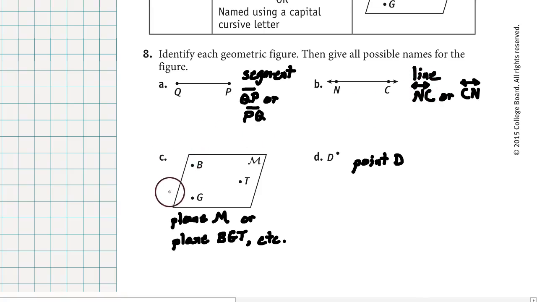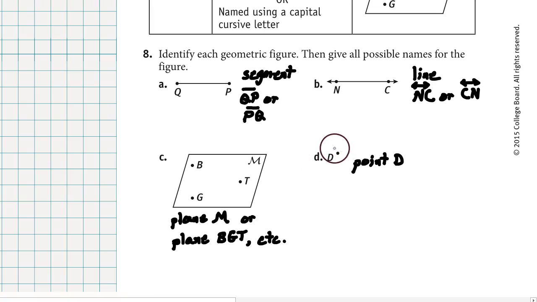Question C, this shape here is to represent a plane. We could call it plane M, where you're using this capital cursive letter, or you could use 3 points on the plane as long as they don't line up in a straight line. So plane BGT, or you could put those letters in any order.